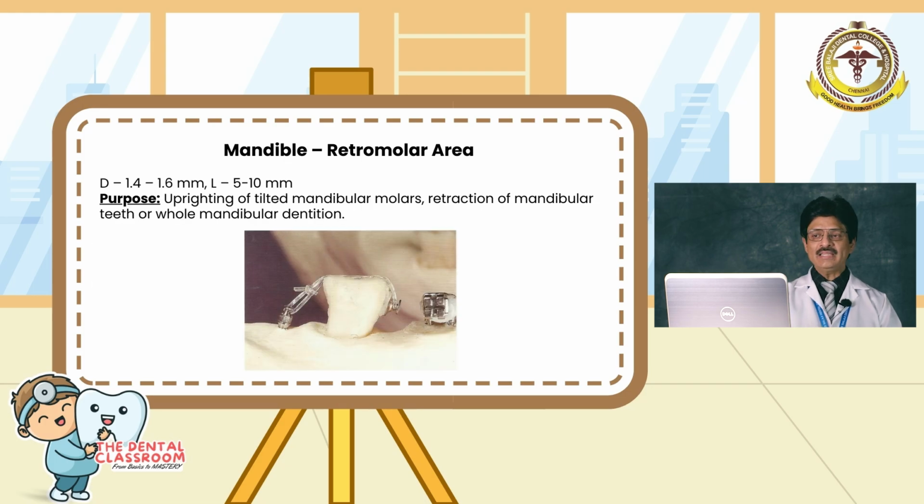In the mandible, in the retromolar area, we can use a diameter of about 1.4 to 1.6 mm and a length of about 5 to 10 mm. What's the purpose of putting it here? To upright the tilted mandibular molars, and to retract the mandibular teeth or the whole mandibular dentition. You can just look at the diagrams and you would be able to appreciate what I am saying.